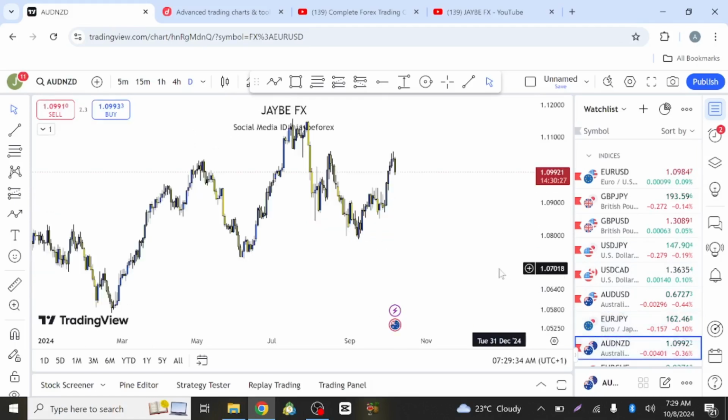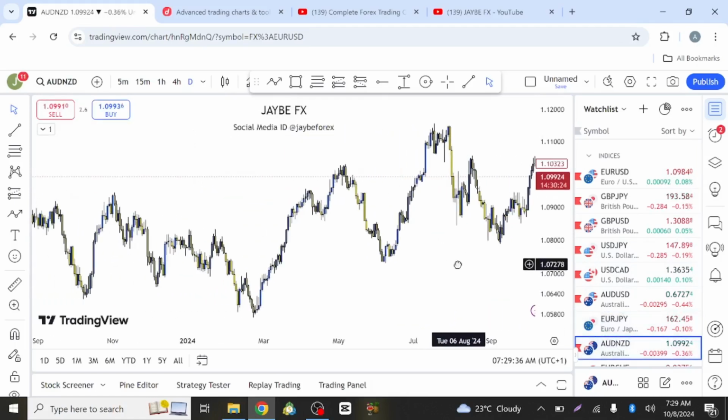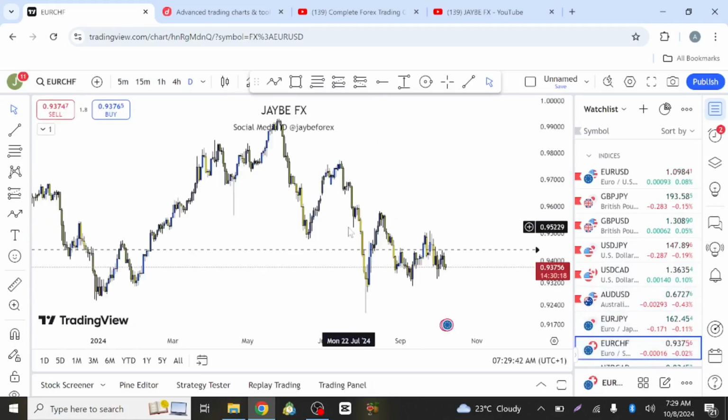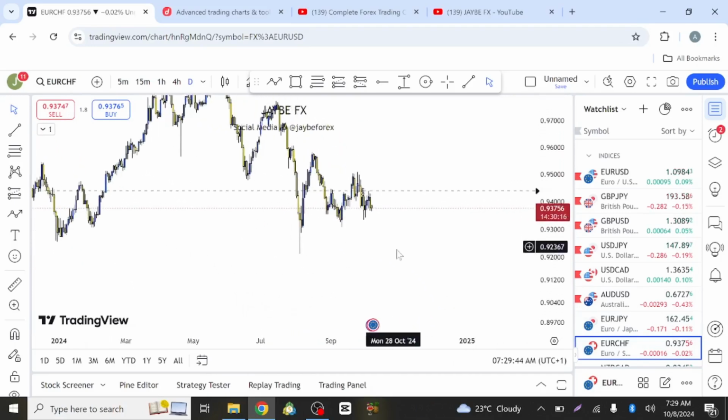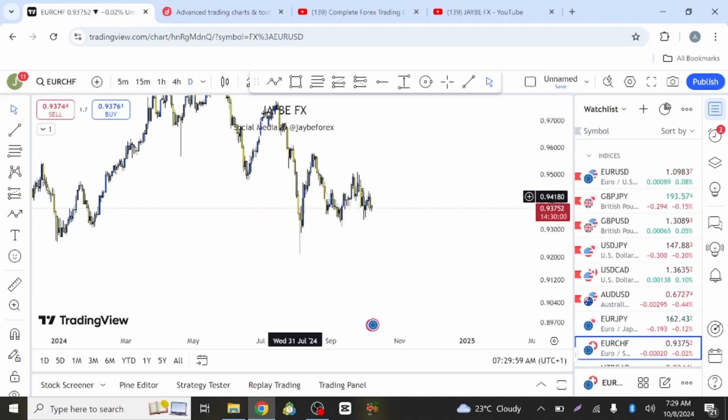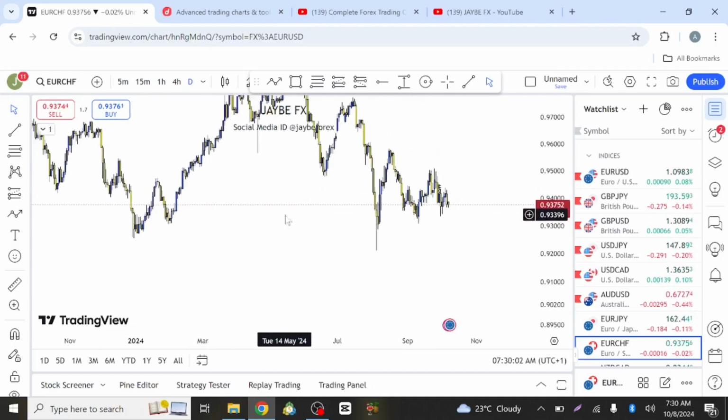AUD NZD, I don't usually trade this. Honestly, I don't usually trade this, so I'll just remove it from my list. You can see the way I'm doing it. Euro CHF is not really giving me that vibe. You can see I added an alert to the chart, but the market really doesn't give me that vibe, so let me just remove it.